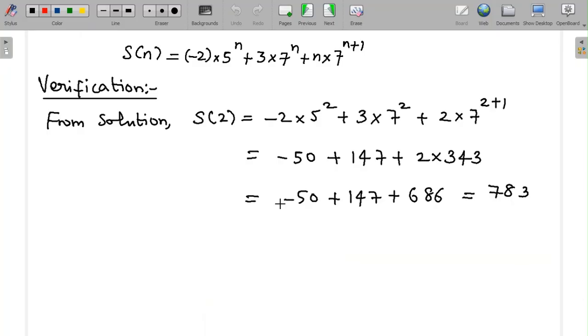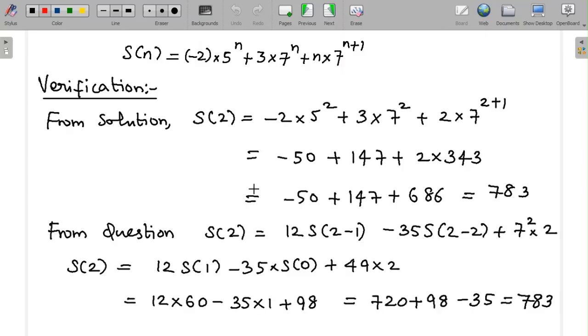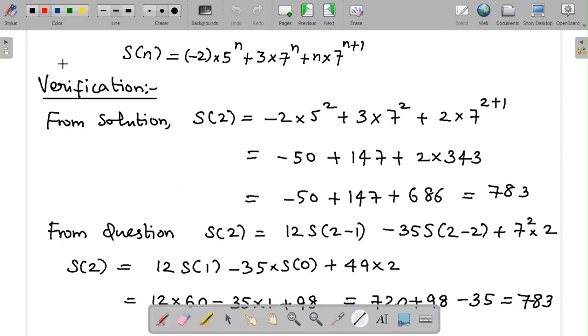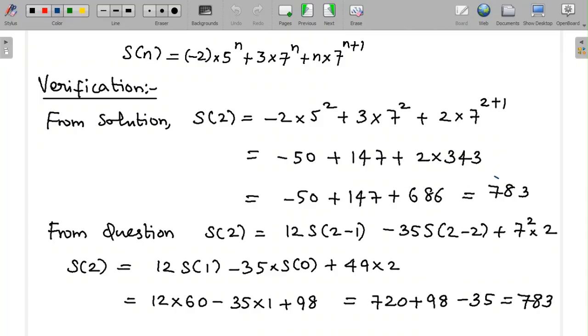We'll try and find S of 2. Substituting 2 for n, we'll have -50 plus 147 plus 2 times 7 cubed, returning 783 as the answer from the closed form expression of the solution. And from the question, we have S of 2 as 12 times S of 1 minus 35 times S of 0 plus 2 times 49, which is again 783. So the answer from the closed form expression here matches the answer from the given recurrence relation. This implies that our solution here is in fact perfectly correct.